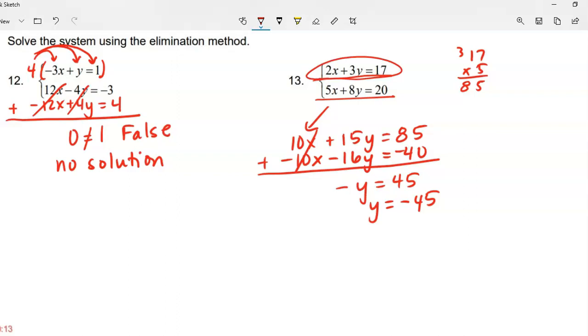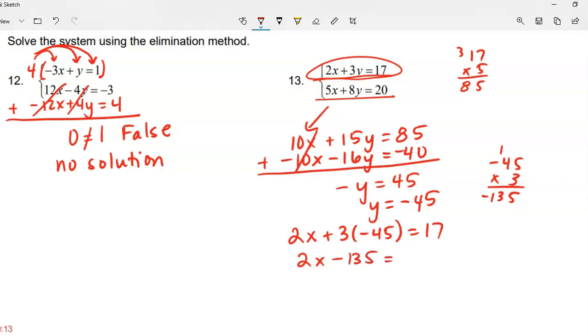All right, so again, I'm looking for x. I got 2x, but where the y is, I'm plugging in -45 equals 17. And now I'm going to say 2x, and I'm going to do some scratch work here. I got -45 times 3. That's 15. Carry the 1. That's 12, 13. So I got -135 here. Hopefully my math is good. Add 135 to both sides.